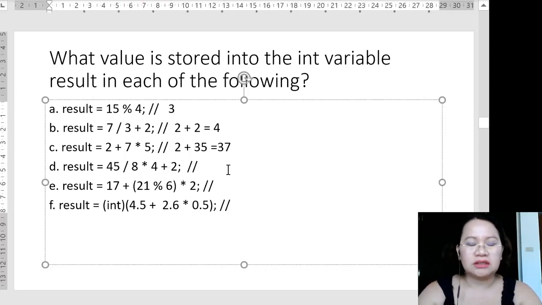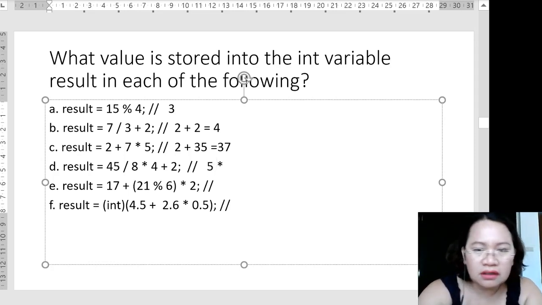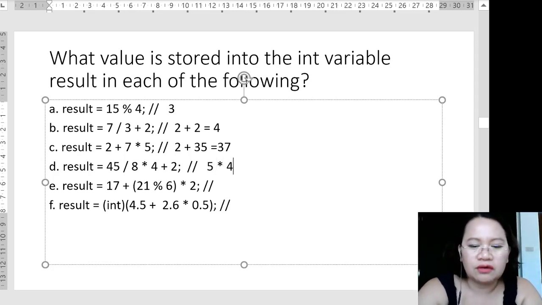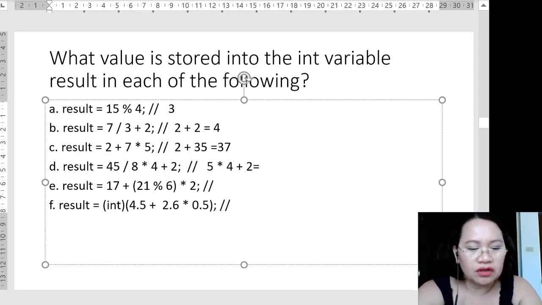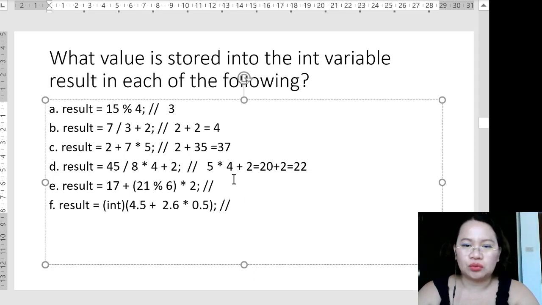So again, take note that you are dividing integers. So 45 divided by 8, that gives you how much? 5, right? I think that's 5 times 4 plus 2. So this time, multiply 5 by 4, so you have 20, and last is 2. So your final answer is 22.